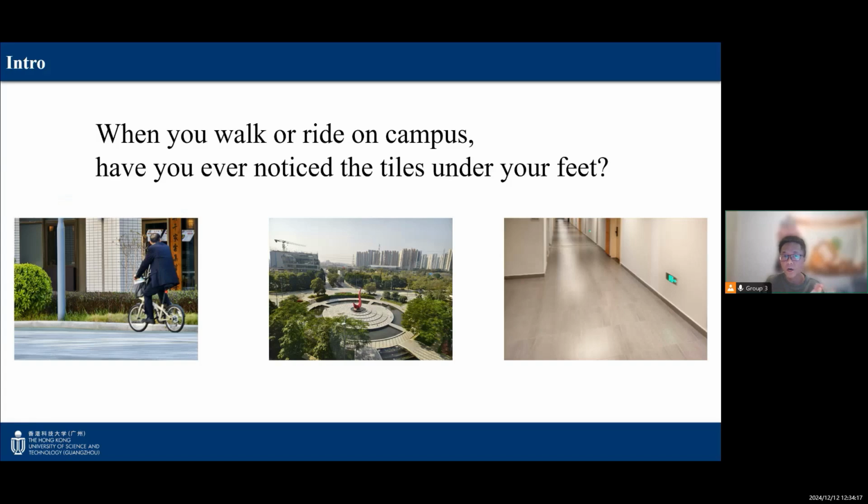When you walk or ride on our campus, have you ever noticed the tiles under your feet? I guess most of you will answer no. The second question is, have you ever noticed the broken glass on our campus, such as W3, W4? I guess it may look very ugly or uncomfortable. To be honest, our campus is very splendid and our dormitory is very comfortable. To some extent, this depends on the good tiles on our campus.